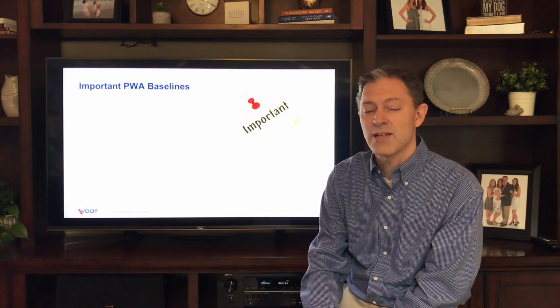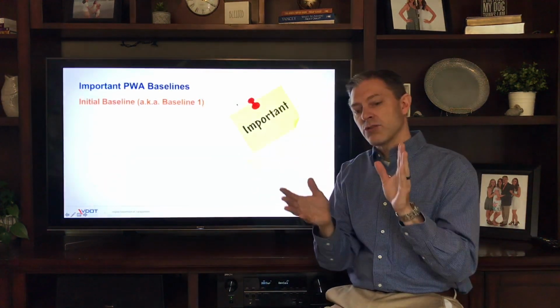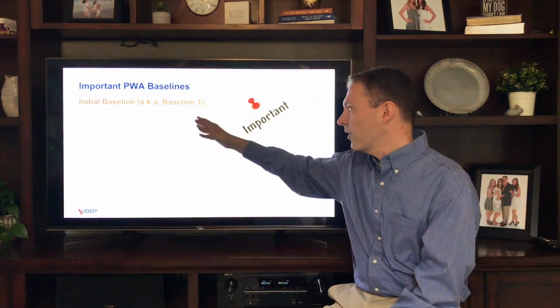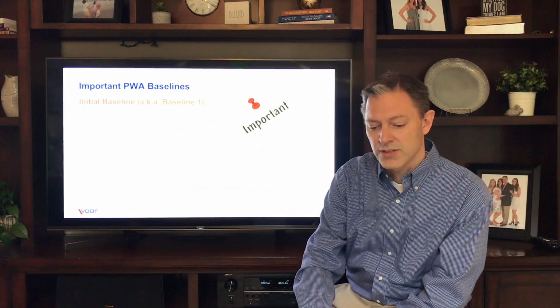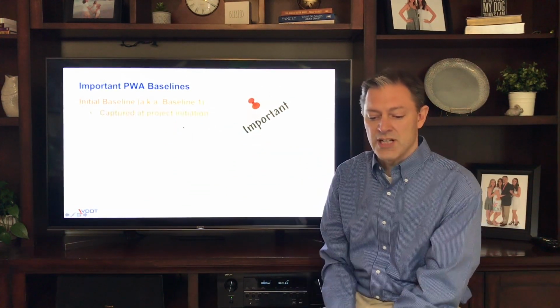So in PWA, we keep about 10 baselines. You don't need to know that, but you do need to know 2 in particular. And the first one is baseline 1, which I'll call the initial baseline. That's usually the terminology we use. That is used at project initiation.